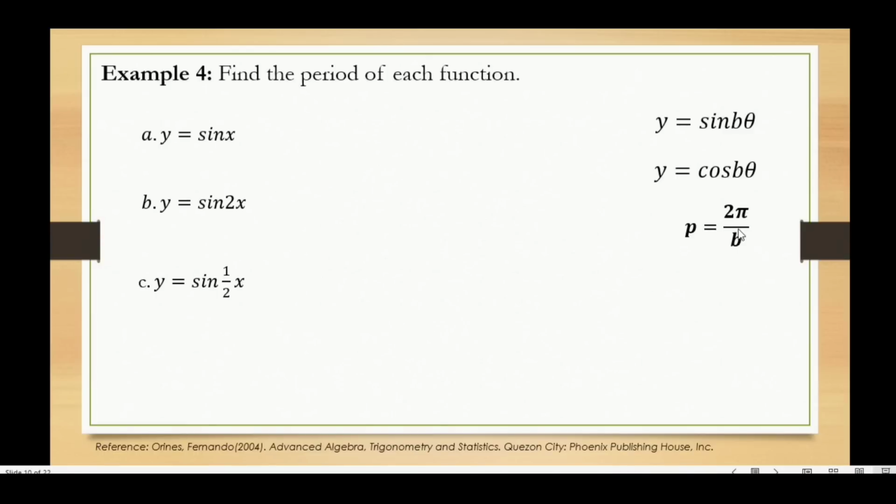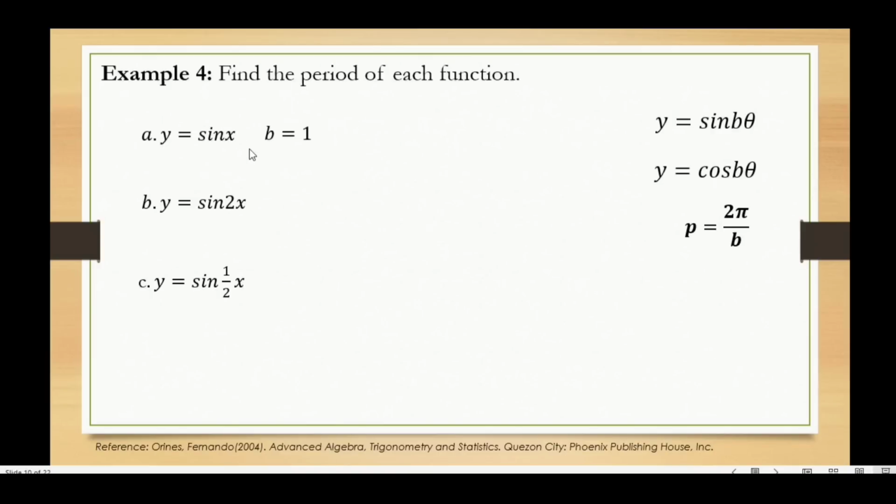2 pi over b. Okay, so itong formula na gagamitin natin, 2 pi over b. So, sa letter A, since wala tayong number dito, ang ibig sabihin may 1 yan. So, yung b natin dito ay 1.